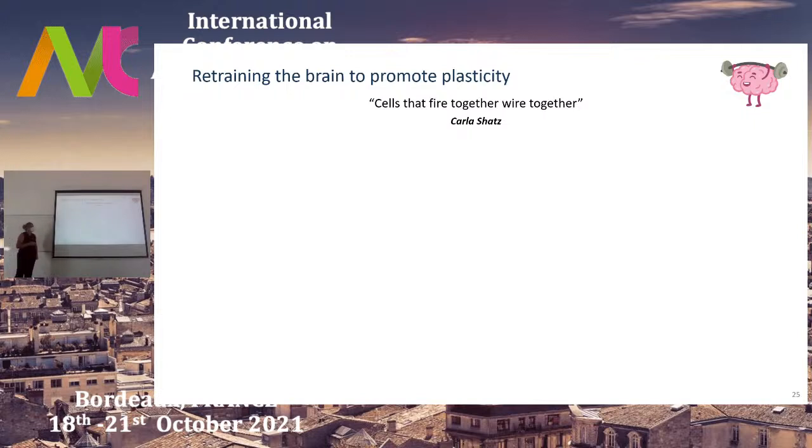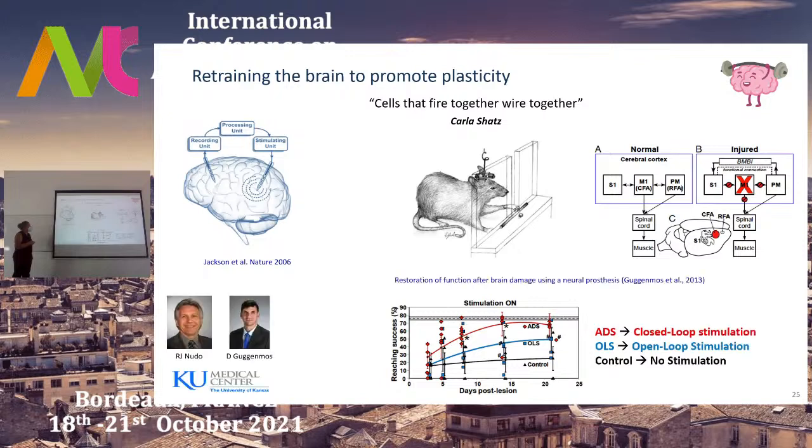This is related to a seminal work by Jackson and Fetz in a famous paper published in Nature in 2006, in which they demonstrated that by artificially pairing two neurons within the brain, they were able to potentiate the connectivity between these two neurons. And more recently, this group in Kansas City, Randy Nudo and David Kugelmass, with whom we had an intensive collaboration, published this fantastic work in PNAS in 2013, and I'm going to briefly explain the experimental procedure.